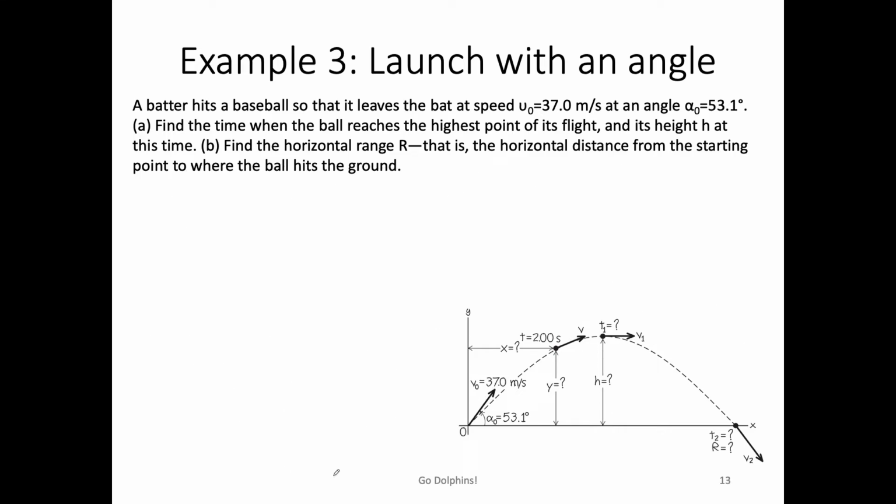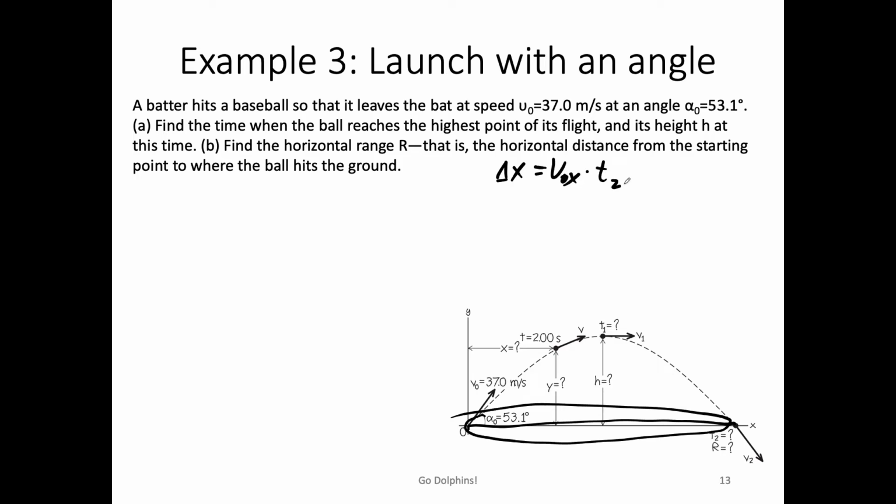Now we want to solve for the distance the ball travels in the air in the horizontal direction. What is the total distance it travels? In the x direction, x equals v0x times t2. We know v0x, but we don't know t2, and we cannot find it from the x direction, so we need to solve for t2 in the y direction. So what do we know for t2?